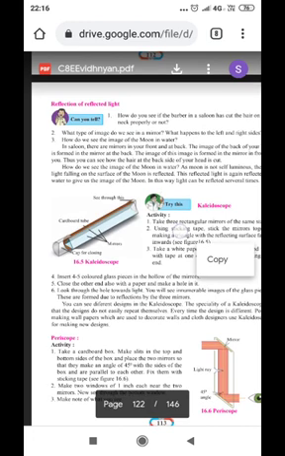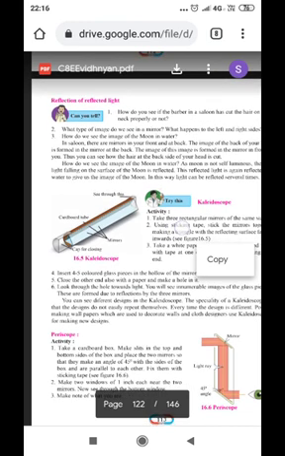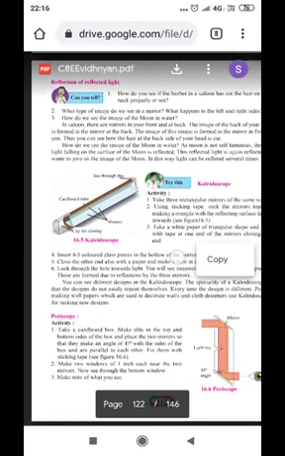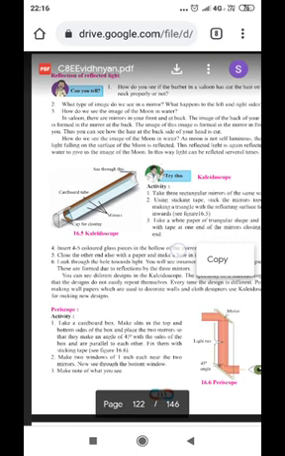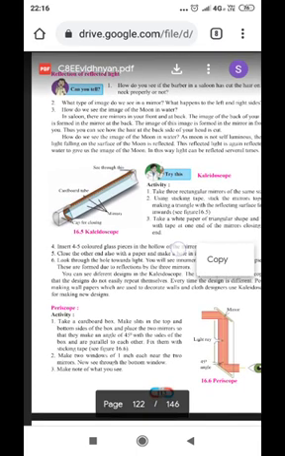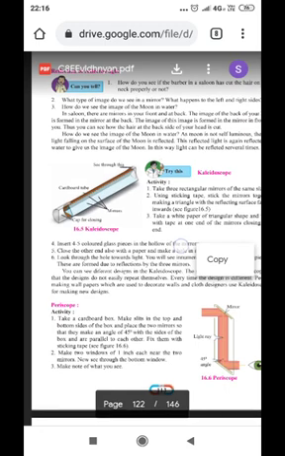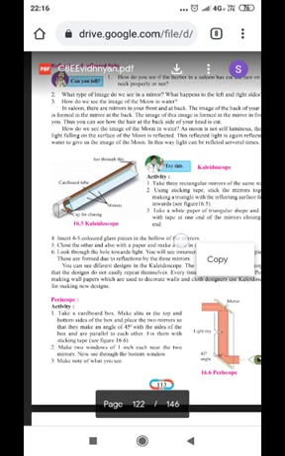In a saloon, there are mirrors in front and at the back. The image of the back of your head is formed in the mirror at the back. The image of this image is formed in the front of you. Thus you can see how the hair at the back side of your head is cut.